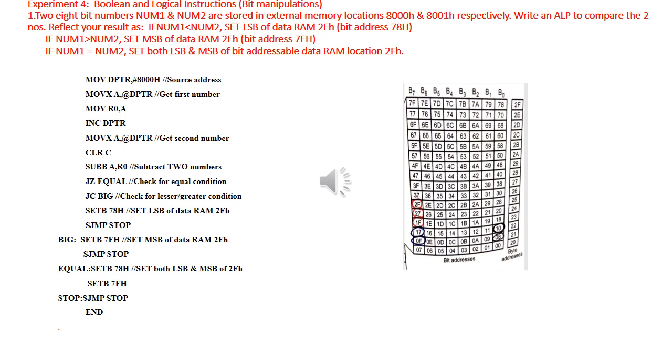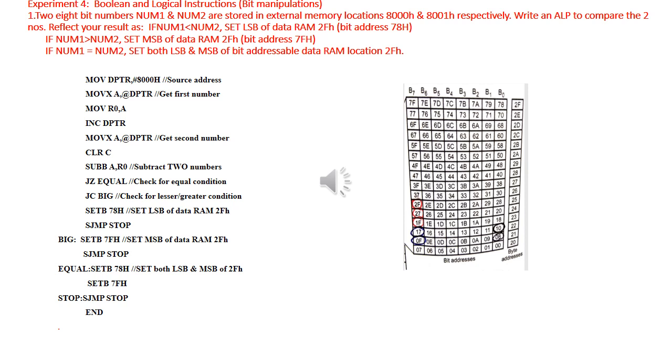So you should consider the two numbers. Those two numbers are labeled as num1 and num2, and they are stored at external RAM memory locations 8000H and 8001H. You need to compare those two numbers. After the comparison, if num1 is less than num2, you should set the LSB. If num1 is greater than num2, you should set the MSB. If num1 is exactly equal to num2, you should set the LSB along with the MSB.